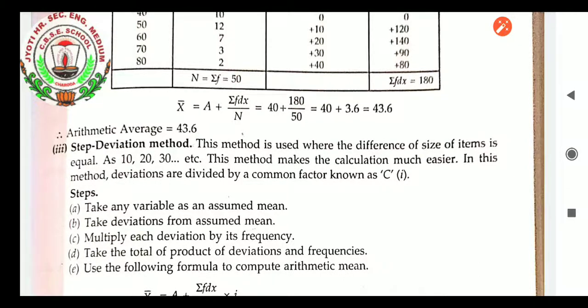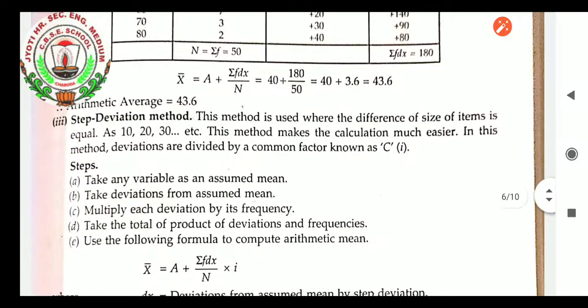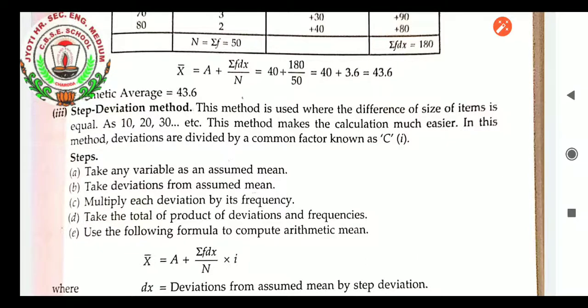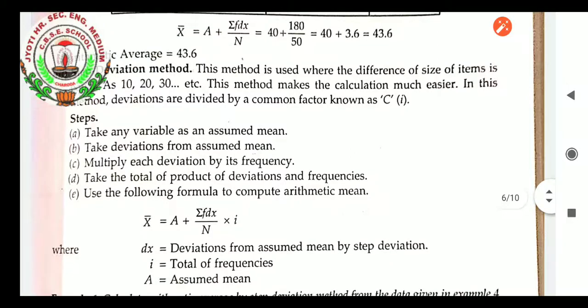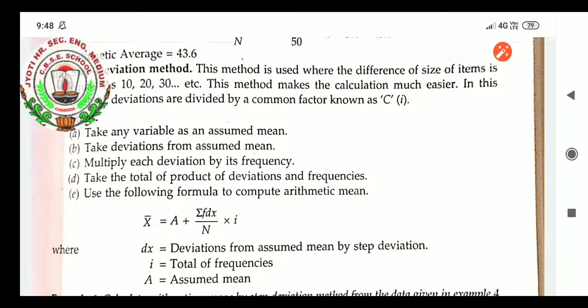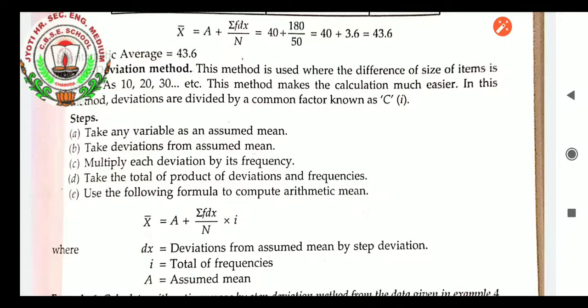Next is the step deviation method solution in the discrete series. This method is used where the difference of size of items is equal, as in 10, 20, 30 and so on, as I already explained to you. This method makes the calculation much easier. In this method, deviations are divided by a common factor known as C. Steps: take any variable as an assumed mean, take deviation from the assumed mean, multiply each deviation by its frequency, and take the total of the products of deviations and frequencies. Use the following formula to compute the arithmetic mean.